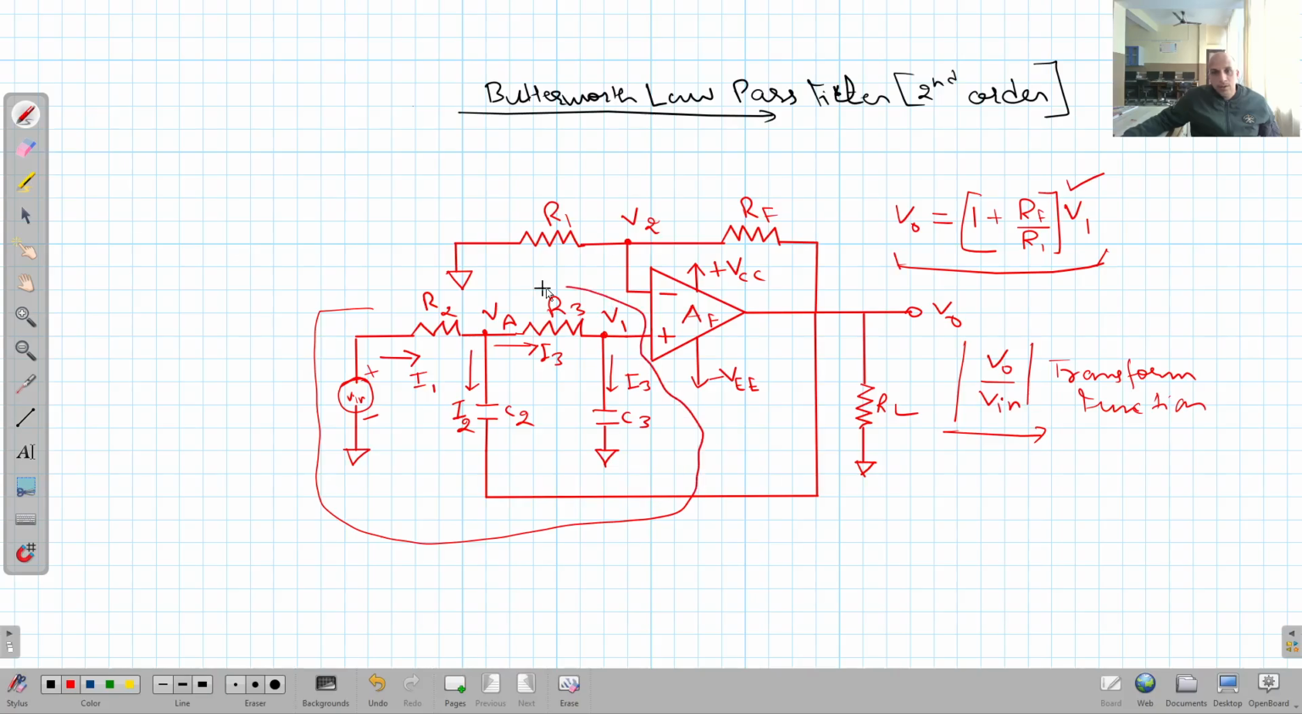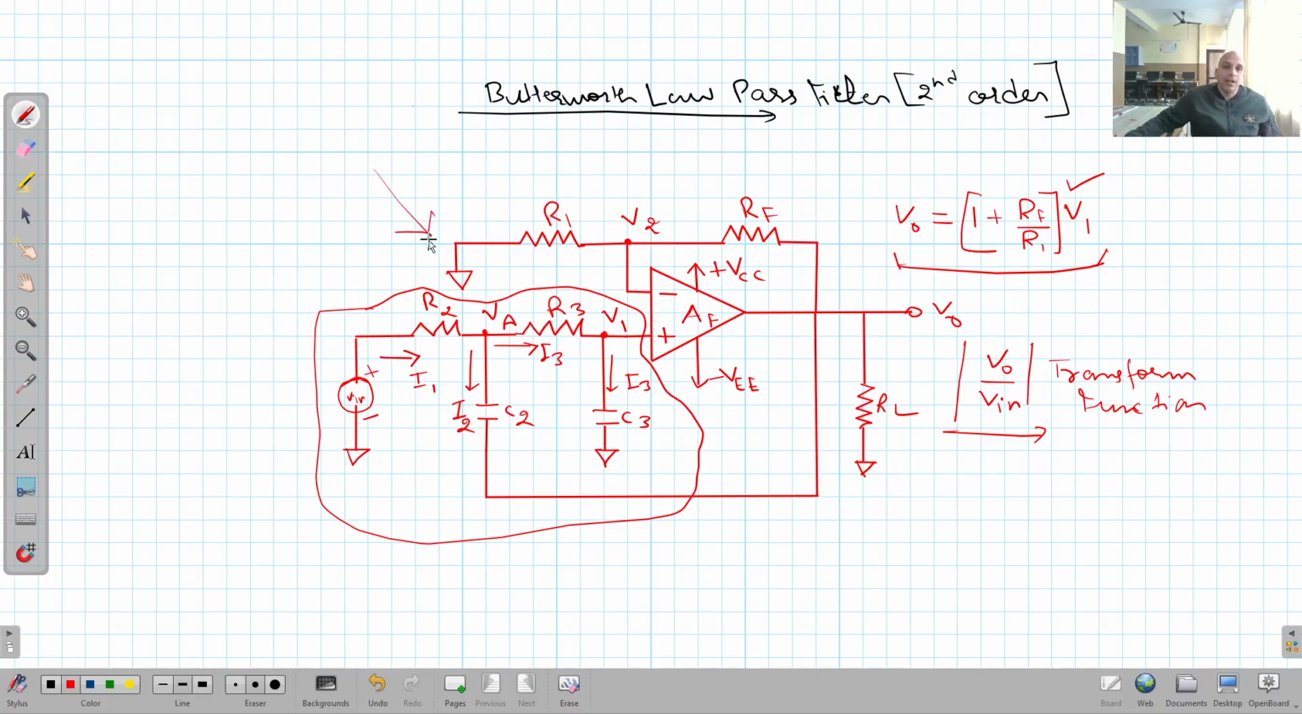Because I want to calculate the value of B1. Clear? So if I know the value of B1, then I can write the expression for B output. Clear? Then I can proceed further for finding the frequency response or transfer function of this. Right? So this is what?